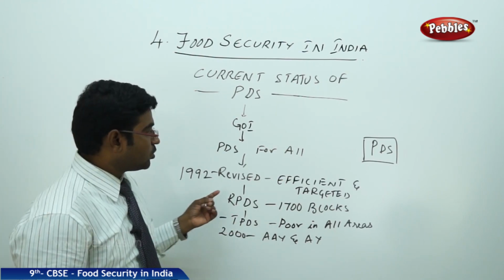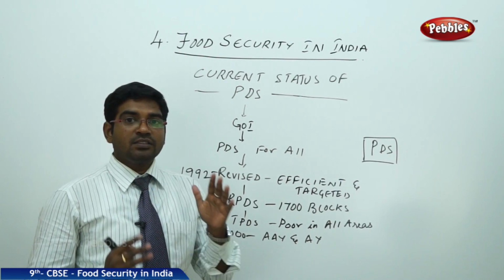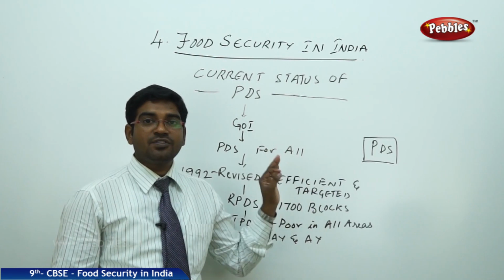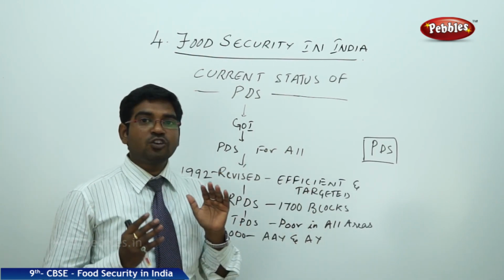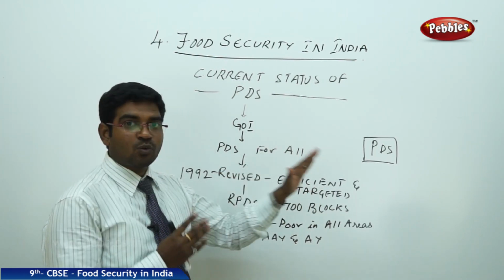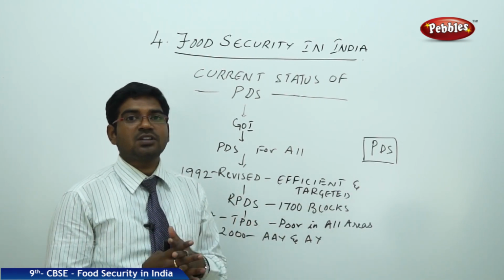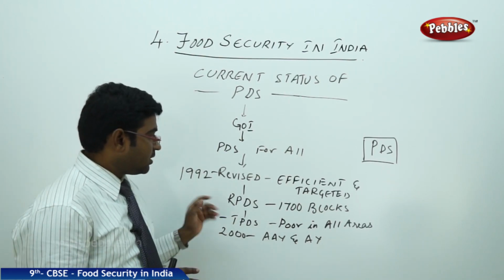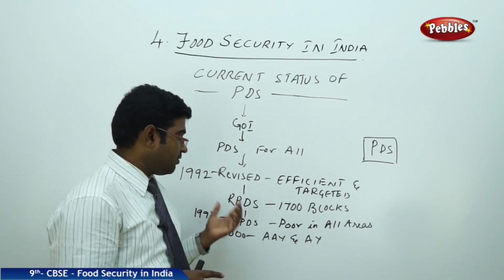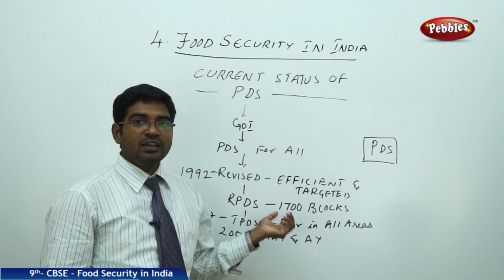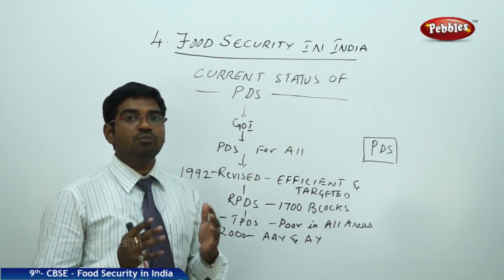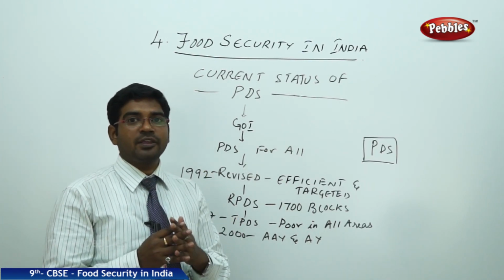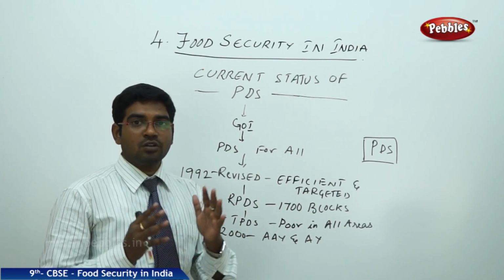So, in 1992, the structure of the PDS was revised, and they started to give only to efficient and targeted groups. Wherever it is required, only for them will we give grains at a very affordable cost. So they brought the revamped public distribution system in 1700 blocks, where they targeted the people suffering with poverty, the poorest of the poor.